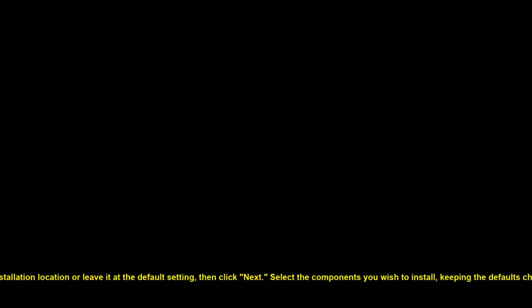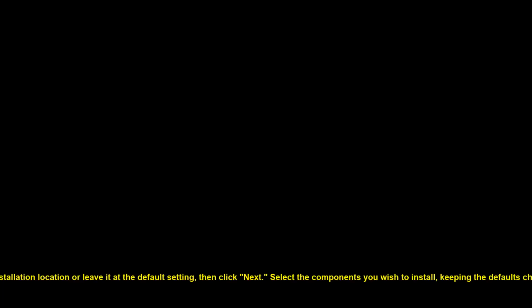A User Account Control prompt may appear asking for permission. Click Yes to proceed. The Git setup wizard will now open. On the welcome screen, click Next to continue. Review the license agreement and select I agree, then click Next.